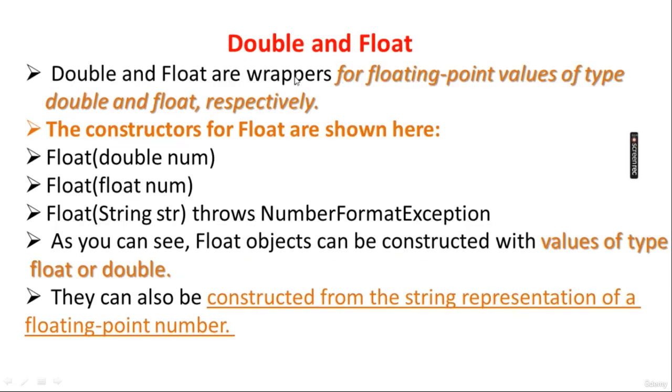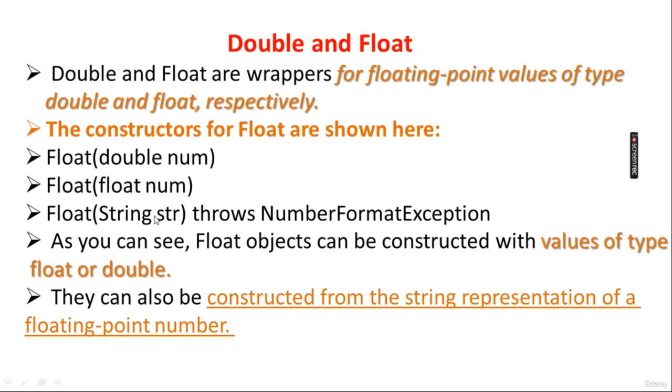Double and float. Double and float are wrappers for floating point values of type double and float respectively. Constructors are Float(double num), Float(float num), Float(String str) throws NumberFormatException. If you are providing a string here that cannot be converted to a float representation, like writing hello, and you try to convert that hello string into a float representation, this cannot be done. Only if you are passing a number in string format can it be converted to a float value.